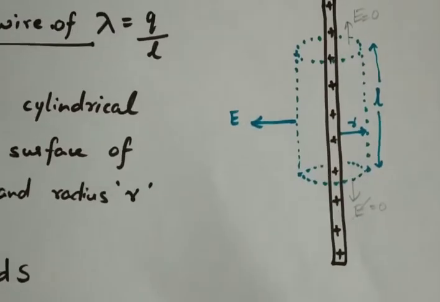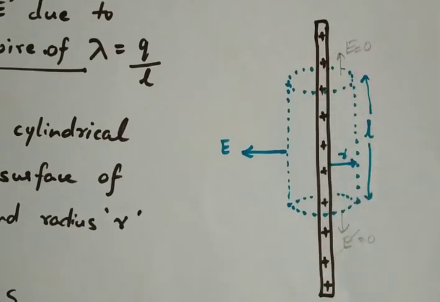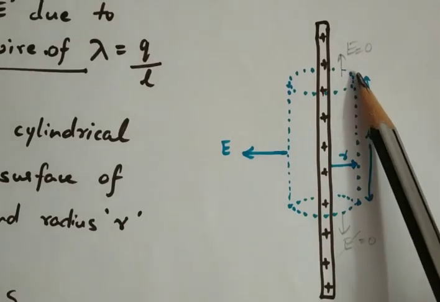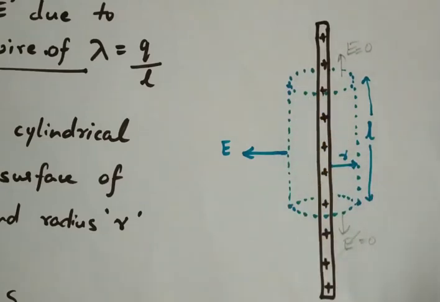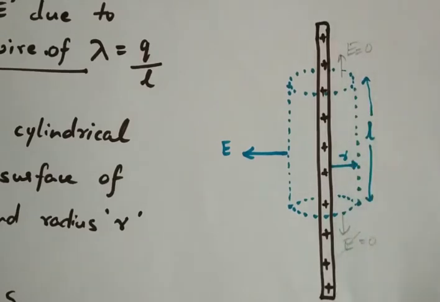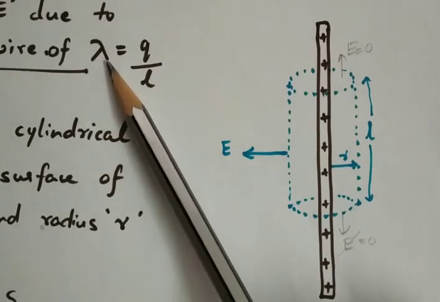So in the diagram, look into the diagram, you can see an infinitely long charged wire. This is a wire. For that, to find out the electric field, we are considering an imaginary Gaussian surface. Gauss's law is applicable to a closed surface. So we are considering a closed cylindrical surface whose linear charge density is lambda.